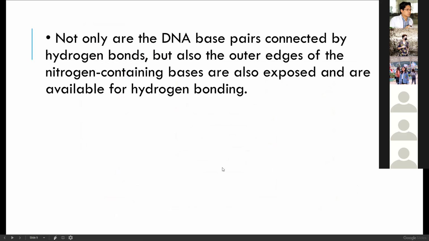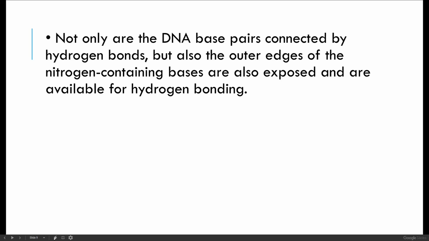Not only are the DNA base pairs connected by hydrogen bonds, that's the third feature, but also the outer edges of the nitrogen containing bases, which are exposed and are available for hydrogen bonding.